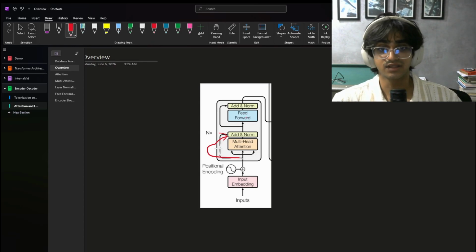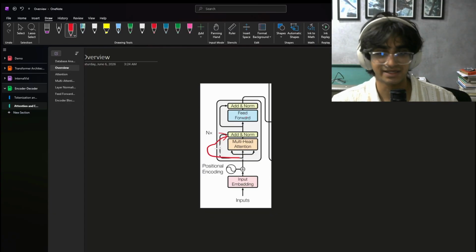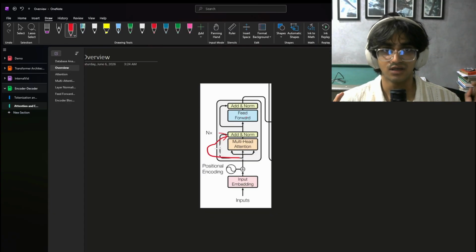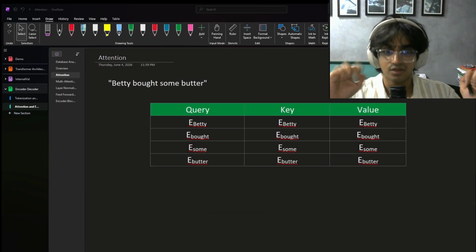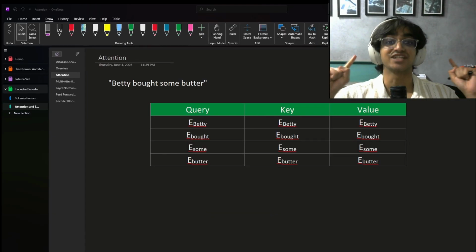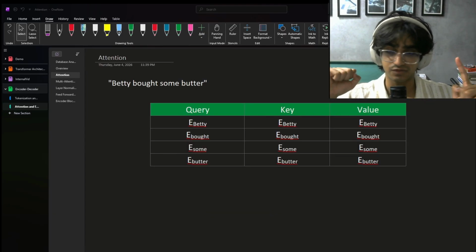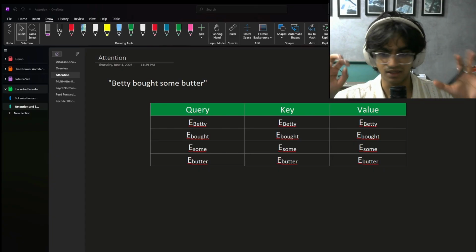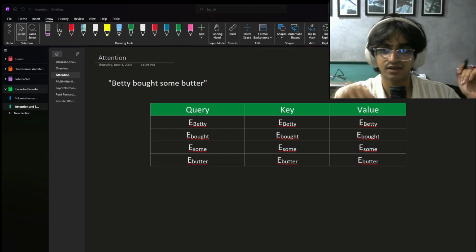So we're going to start with attention first. Once we finish attention, then I'm going to explain how multi-head attention works. So let's get into that. Now we're finally getting to the crux, which is attention. I'm going to need you guys to focus on this one, because once you get it, it's going to stick with you. Trust me on that.